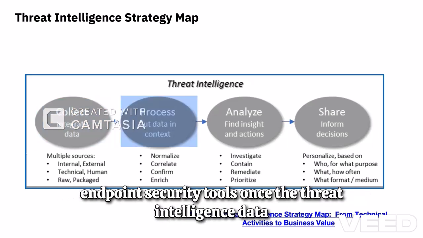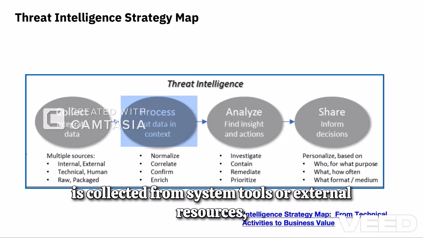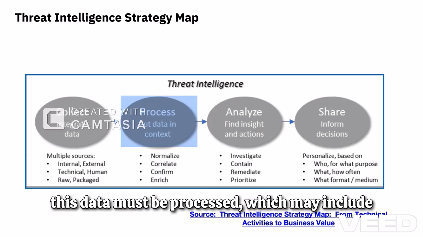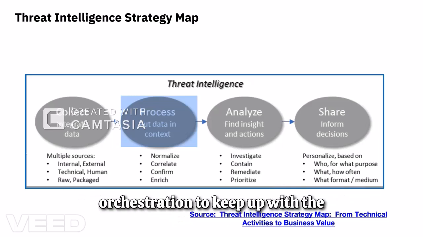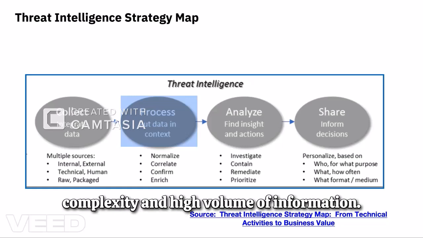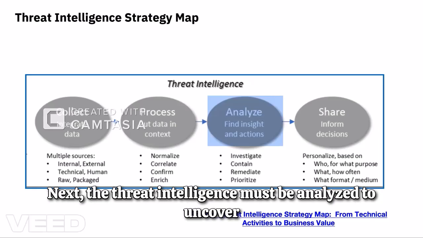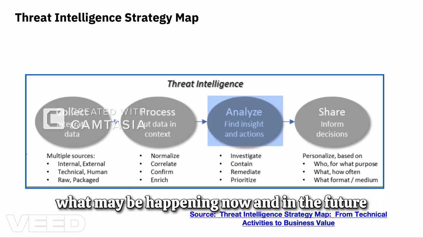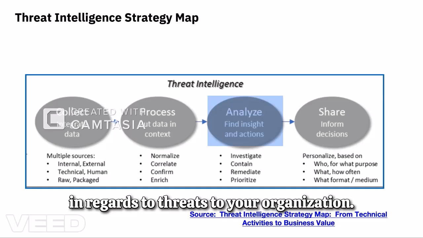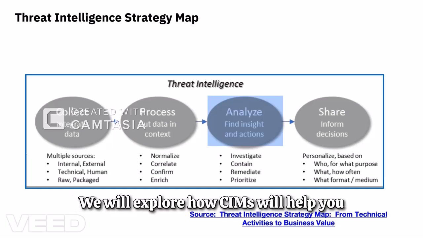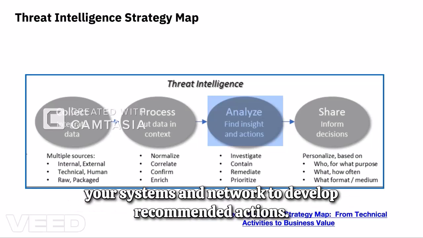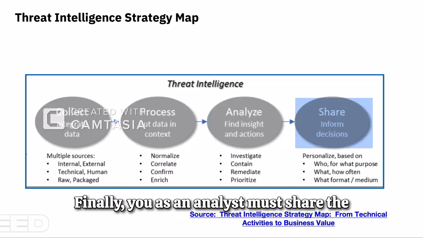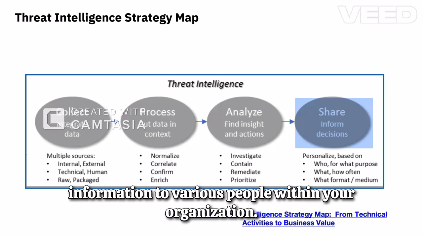Once the threat intelligence data is collected from system tools or external resources, this data must be processed, which may include normalization, correlation, verification, and prioritization. This process must use automation and orchestration to keep up with the complexity and high volume of information. Next, the threat intelligence must be analyzed to uncover what may be happening now and in the future in regards to threats to your organization. We will explore how SIEMs will help you as an analyst analyze what is happening in your systems and network to develop recommended actions. Finally, you as an analyst must share the information to various people within your organization.